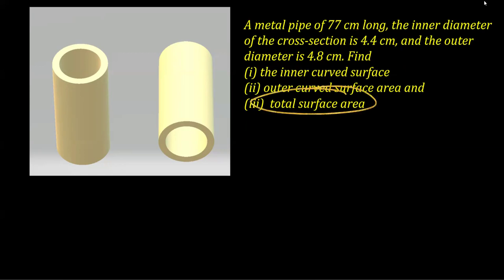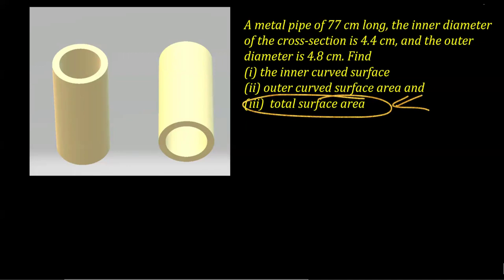the total surface area. Now, most of you get confused with this total surface area, that all of you have a doubt that why in a total surface area the base is not included. It will get clear. Let's start with the first part here. I should first find out the inner curved surface area.